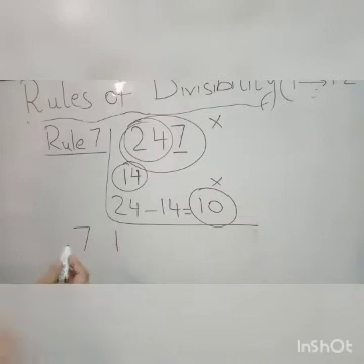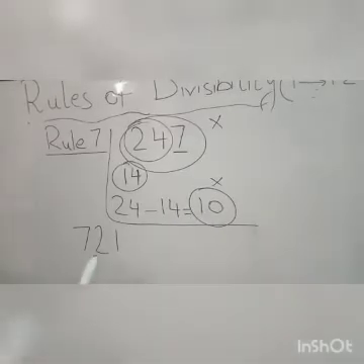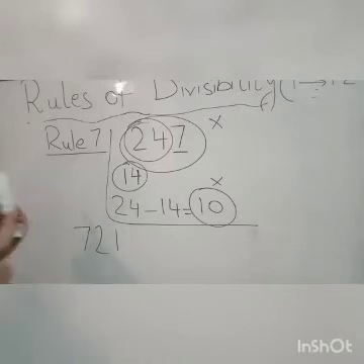I'm trying to give you an example in which this rule will show you that this number is divisible by 7. So let's take the example of 721. Directly, it's a 3-digit number. You don't know whether this number is divisible by 7. How will we follow the rule for 7?